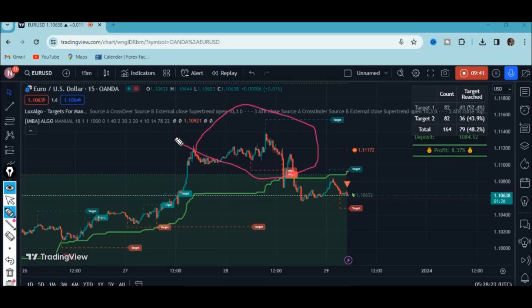So guys, I hope you've learned something from this video. The indicators are completely free, found on TradingView. They are called the LuxAlgo targets for many indicators, and the other one is called the imbalance algo. Use them, combining the two, to know where you're supposed to exit your trades and where you're supposed to enter your trades as well. That's what matters, guys, and that's why many people lose money: number one, they never knew when to enter their trades, and number two, they never knew where to exit their trades. That's why they lose money many times.